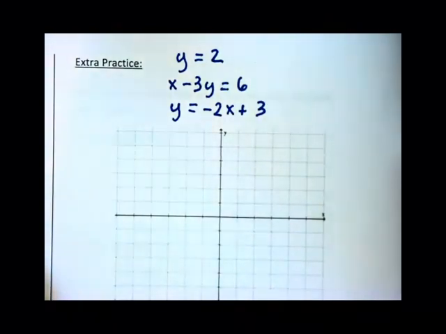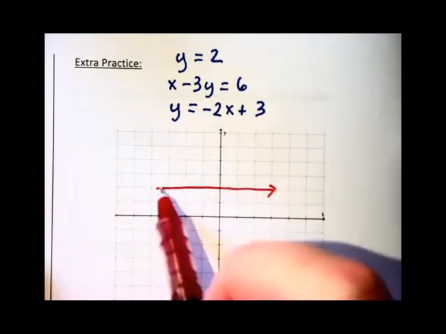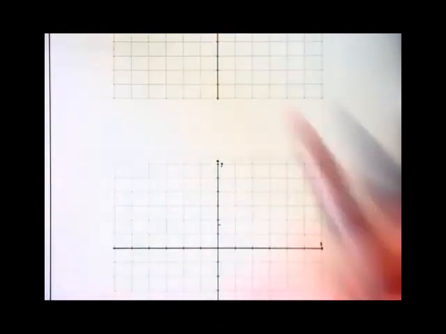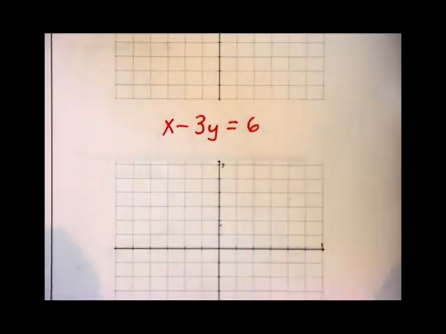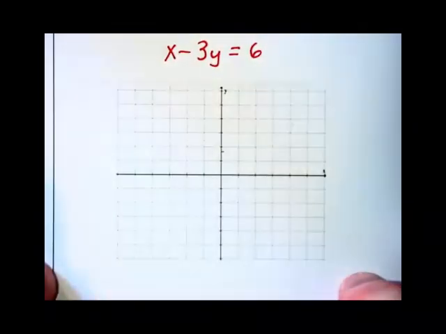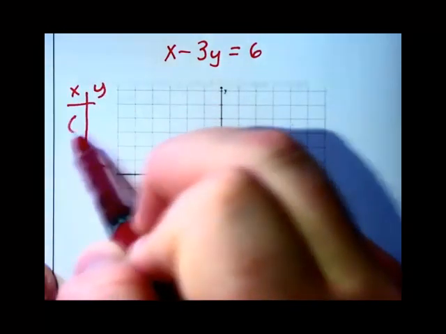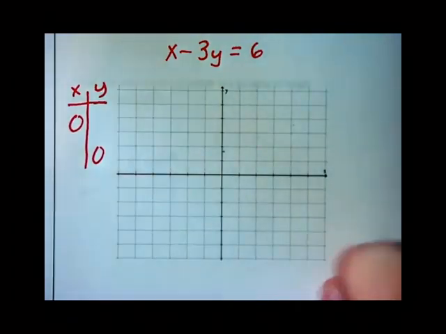Welcome back. Okay, the first line is y equals 2. That is going to be a horizontal line having a y-intercept of 2, parallel to the x-axis, 2 units above. The second equation is x minus 3y is equal to 6. And you should have noticed that that is in standard form, and as such you want to use the xy chart method where you let x be 0 and then y be 0. I should have called that the graphing using intercepts method.